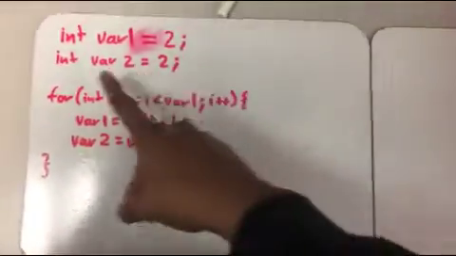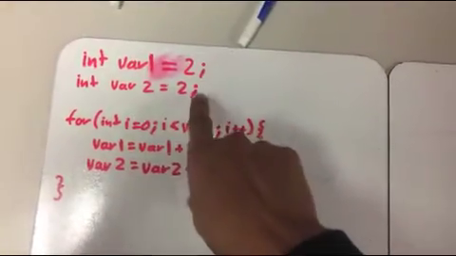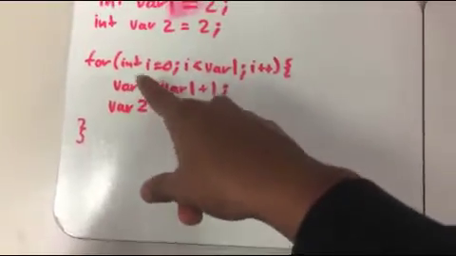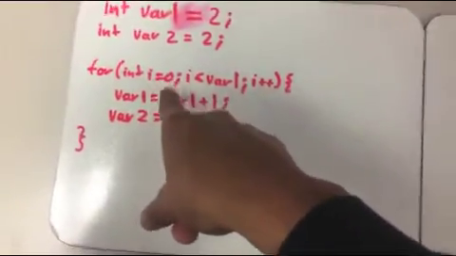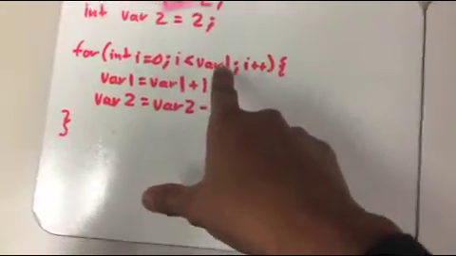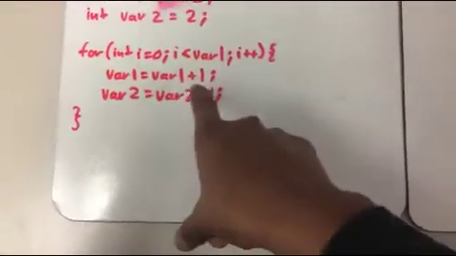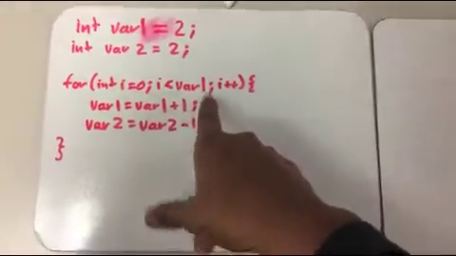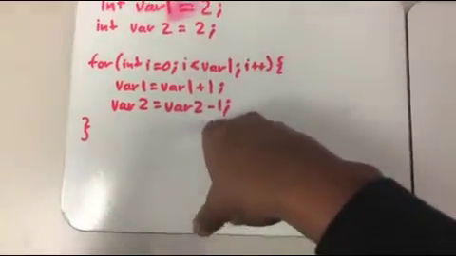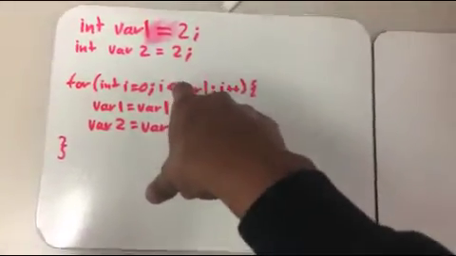Okay, so this is our second problem here. We have variable 1 equal to 2 and variable 2 equal to 2. Then we have a for loop: integer I starts at 0, while I is less than variable 1, and then I plus plus. Inside, variable 1 is equal to variable 1 plus 1, and variable 2 is equal to variable 2 minus 1. As for loops work, they just continue until this statement is false.